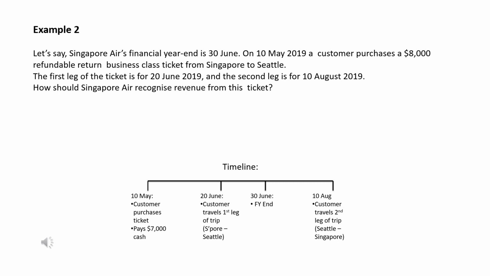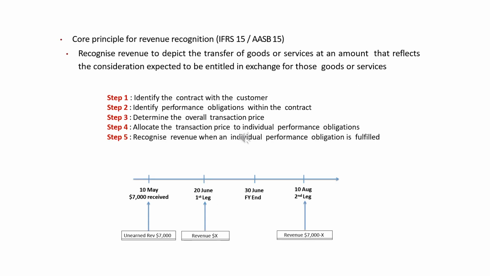For cash accounting, it's simple. The revenue was earned on 10th of May because that's when the money was paid. Not so easy in case of accrual based accounting. Let's have a look. The core principle for revenue recognition in case of accrual based accounting system based on IFRS and AASB is to depict the transfer of goods or services at an amount that reflects the consideration expected to be entitled in exchange for those goods or services.